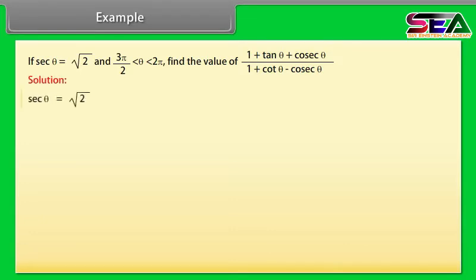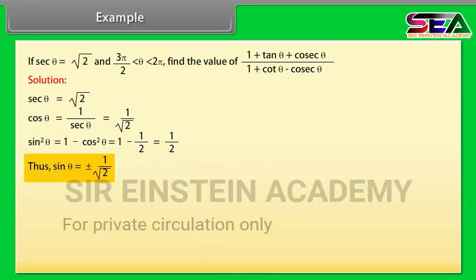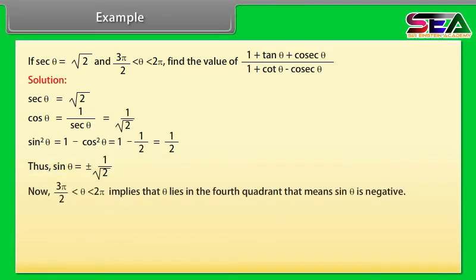Solution. Sec of theta is equal to root 2. Cos of theta is equal to 1 by sec of theta, which is 1 by root 2. Sin square of theta is equal to 1 minus cos square of theta, which is 1 minus half, equal to half. Thus, sin of theta is equal to plus minus 1 by root 2. Now, 3 pi by 2 less than theta less than 2 pi implies that theta lies in the fourth quadrant. That means sin theta is negative. Sin of theta is equal to minus 1 by root 2.